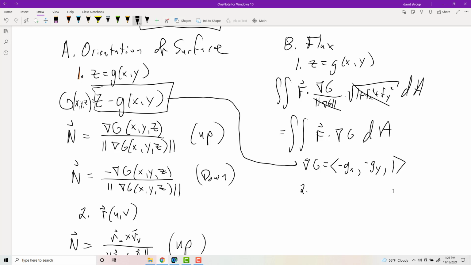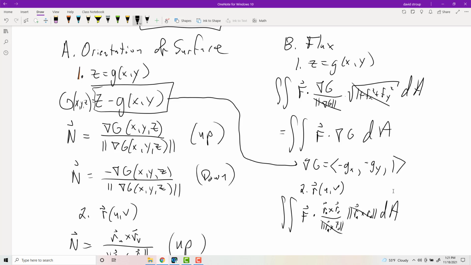All right, so 2, then we got r of uv, and we want to play the same game. So now we have f dotted with the cross products. In the numerator, it's just a normal cross product, and in the denominator, it's the magnitude of the cross product. So you have RU cross RV all over the magnitude of that thing. But then dS, if you remember, what the heck is that? dS is really just the magnitude of RU cross RV times dA.